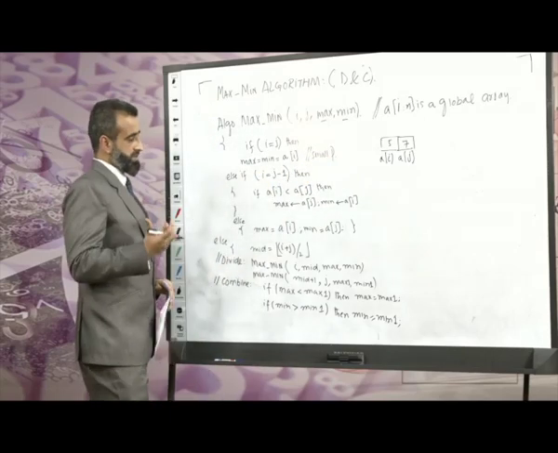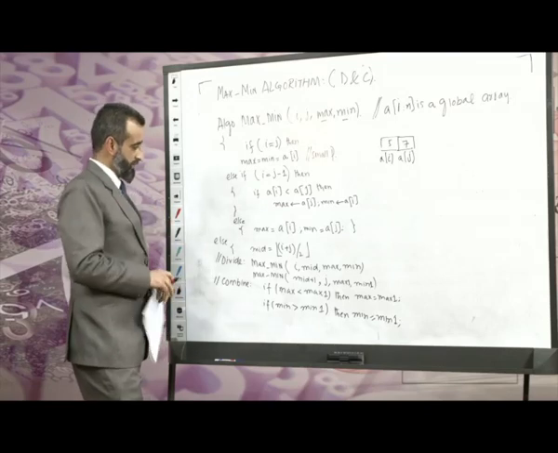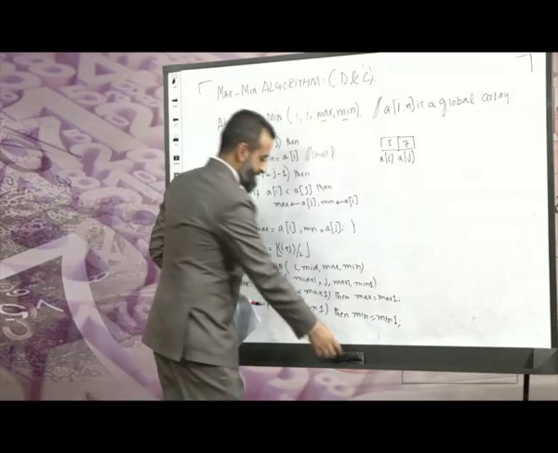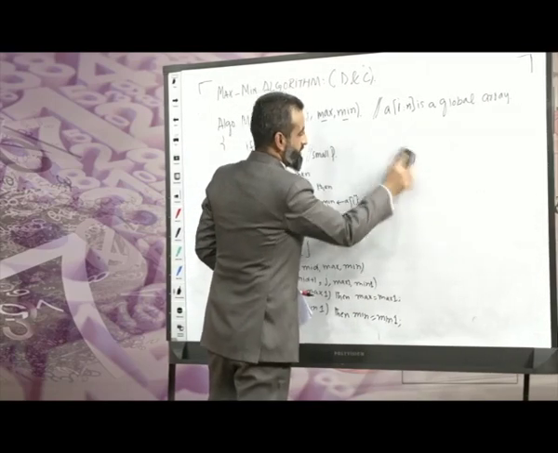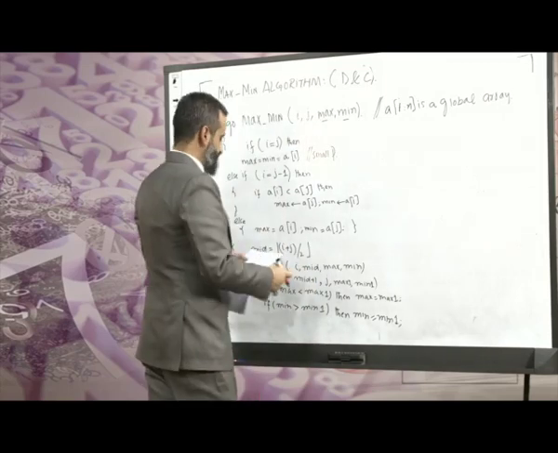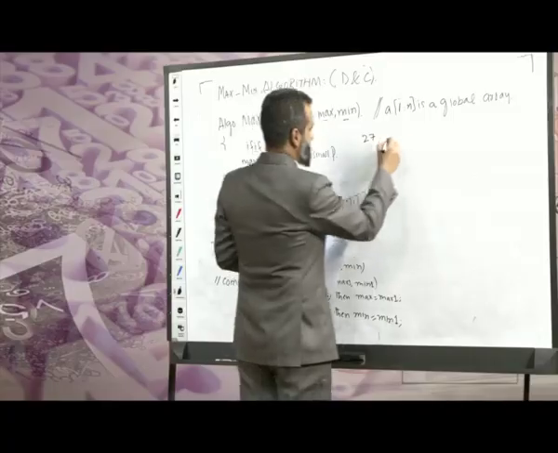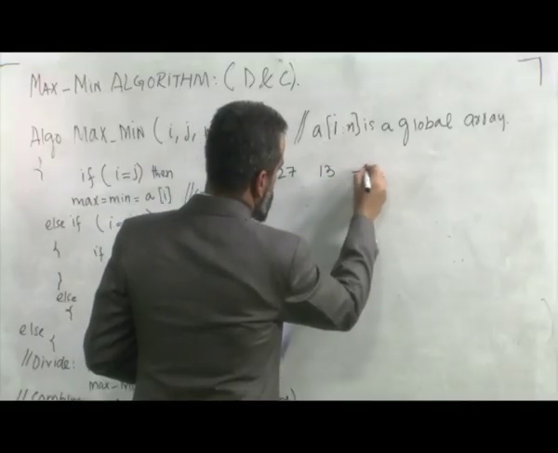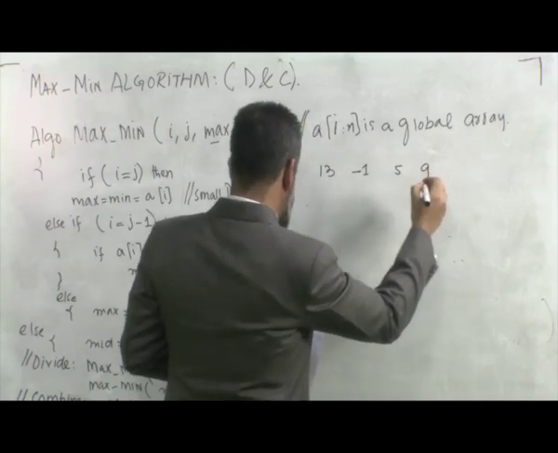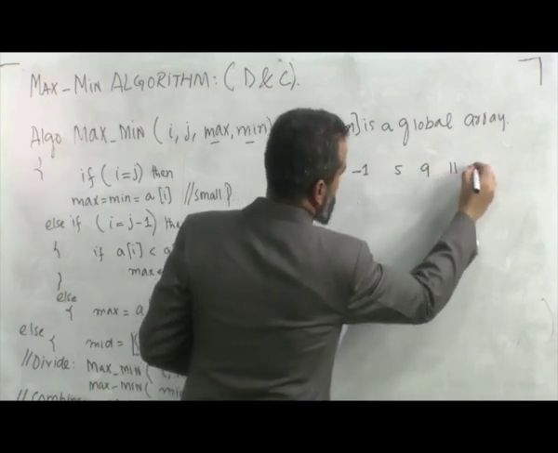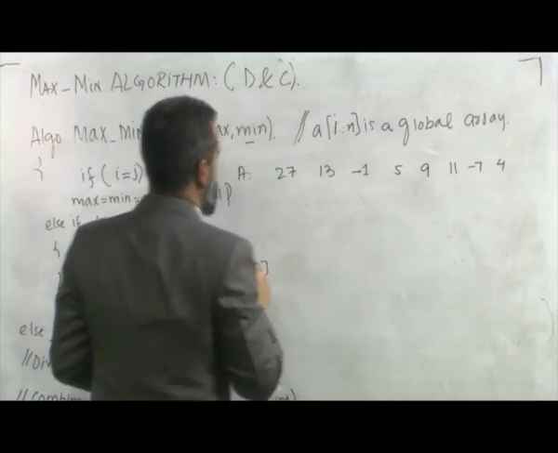Let's look at the larger set of the problem. The larger set of the problem is that multiple elements can be present in your array. How do we actually solve it? Let's take an example and try to understand how exactly this algorithm works on a larger set of problems. Say, for example, I have an array which contains elements 27, 13, -1, 5, 9, 11, -7, 4. Let's call this array my array A.